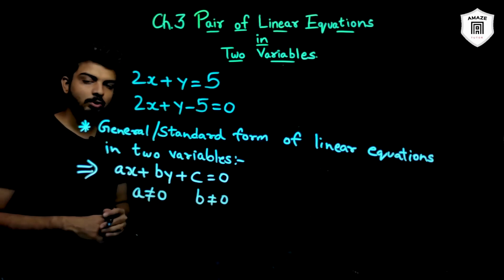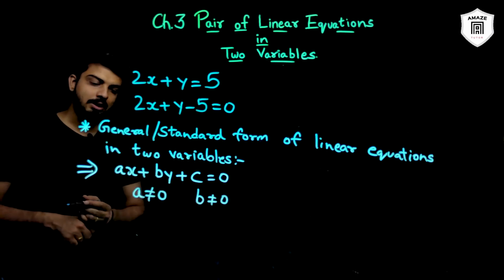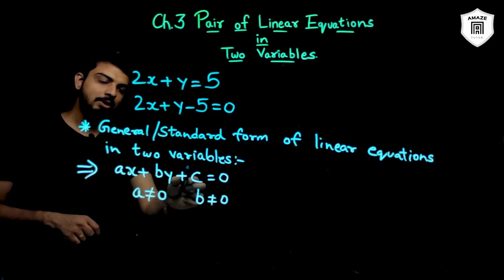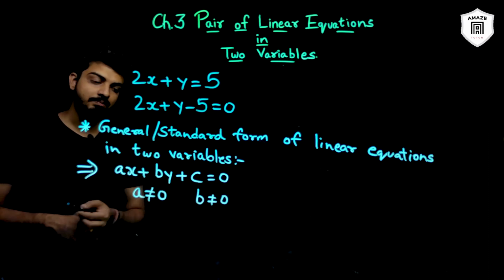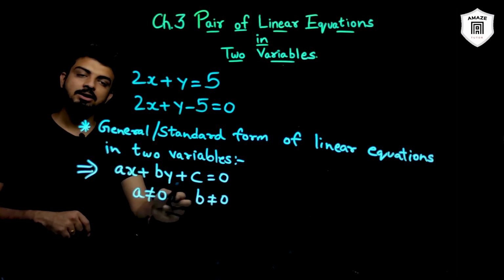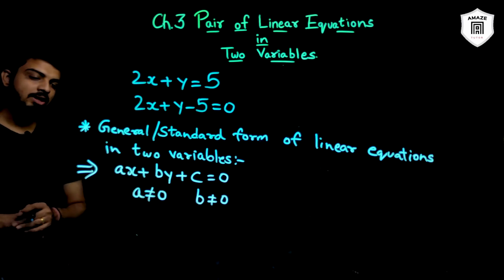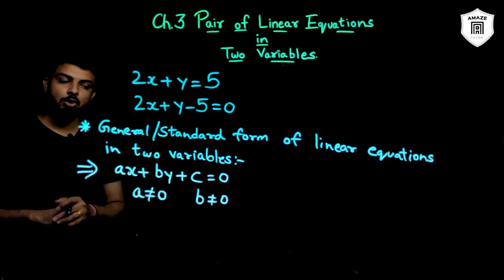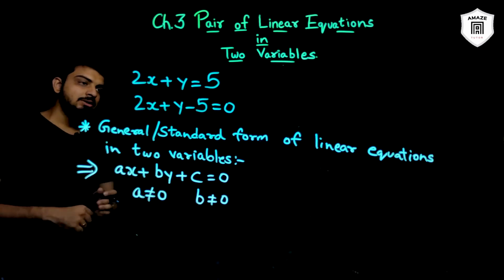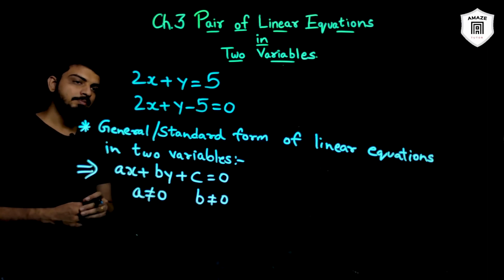Here we cannot have a equals to 0 and b equals to 0. We cannot have this. So a should not be equals to 0 and b should not be equals to 0, right? Because if a will be 0, then 0 into x will be 0 and we will be left with only linear equation in one variable, that is y. And if b is 0, then we will be left with ax plus c, which is again a linear equation in one variable with variable x, right? So a should not be equals to 0 and b should not be equals to 0, right? So this is the standard form, or I can say general form of linear equation in two variables.